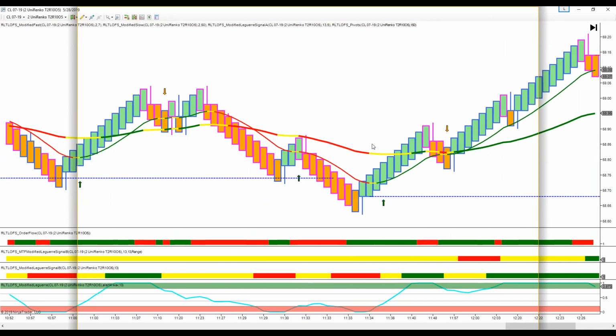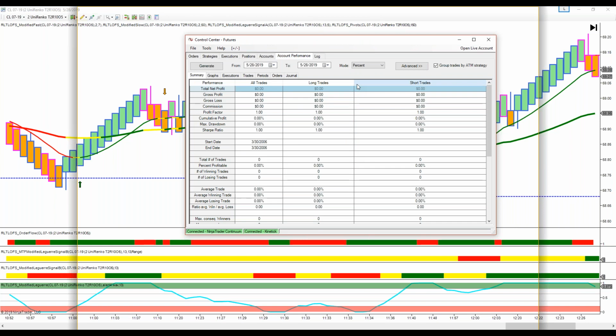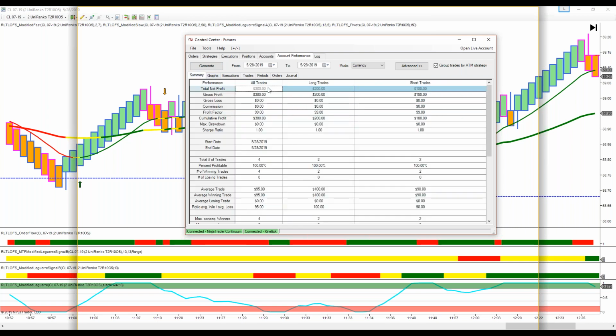Now, before I even do this, I want to show you our performance here. This is NinjaTrader. This is my back end. We do this every day. Here's the account performance. Today, we're looking to make 1,000 a week. Today we had 4 trades. We made 100, 180, and 100. Our summary for the day was $380. We were done in 45 minutes.